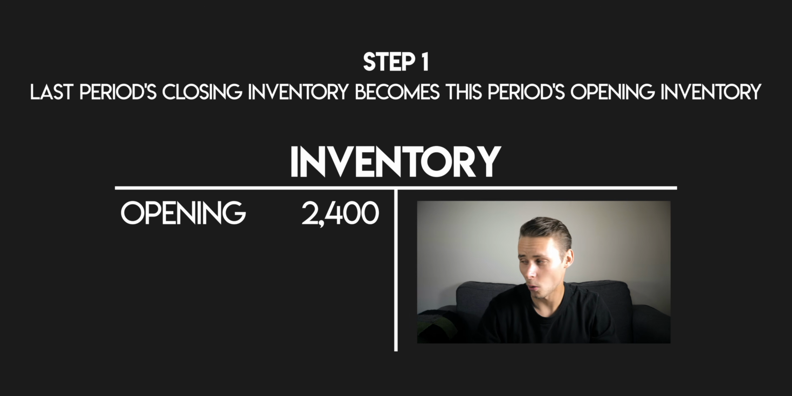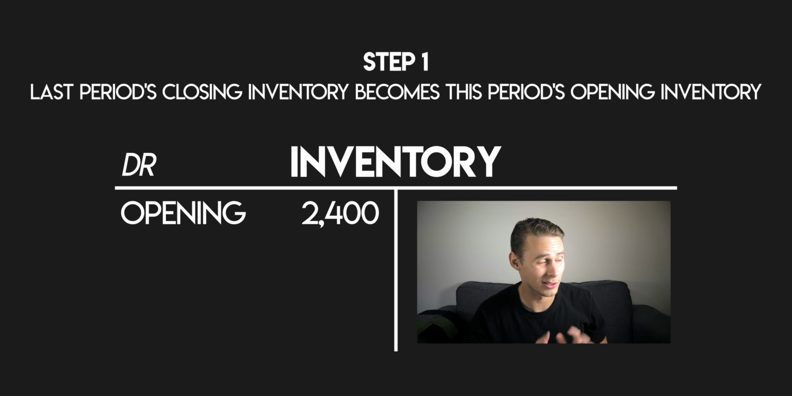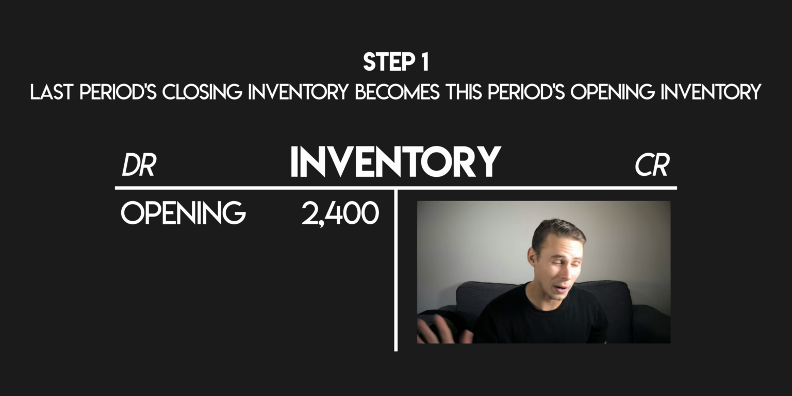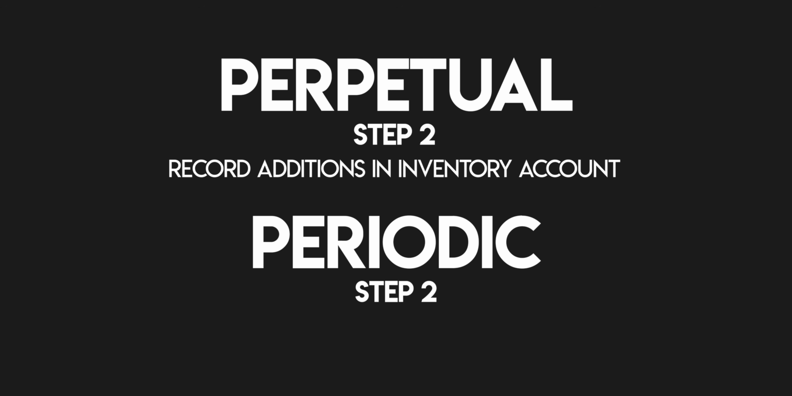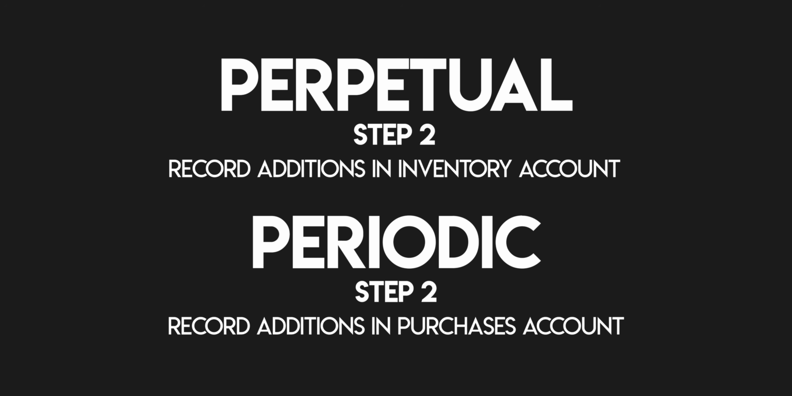Remember, debits always go on the left and credits always go on the right. Always, always, always. Time for step 2, and here's where we start seeing some differences between the two systems. Under the perpetual system, this is where you record additions in your inventory account. But under the periodic system, this is where you record additions in your purchases account.